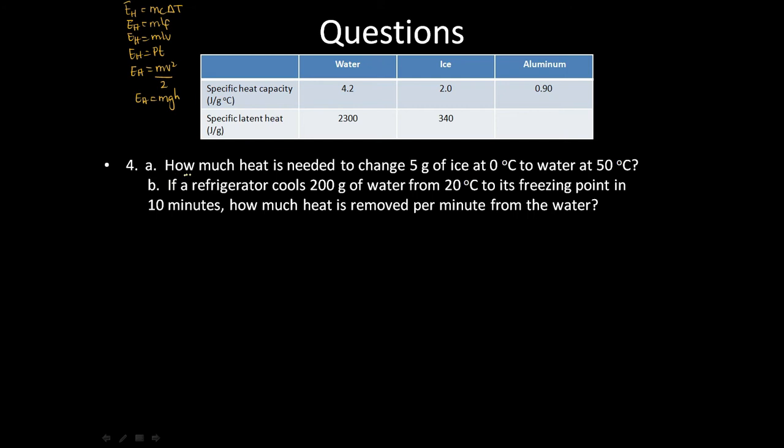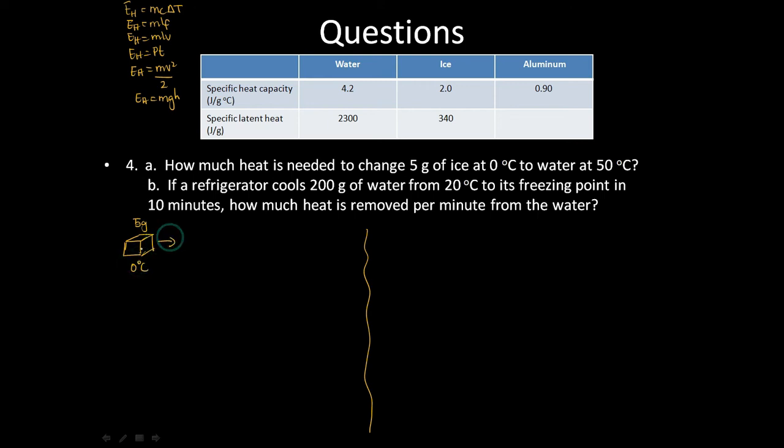So 4. How much heat is needed to change 5 grams of ice at 0 degrees Celsius to water at 50 degrees Celsius? This sounds like fun. So we have a temperature change. We're going from 0 to 50. So let's start with ice. We always start with our diagrams because then we could see what's going on. So we have 5 grams, and the temperature is 0 degrees.